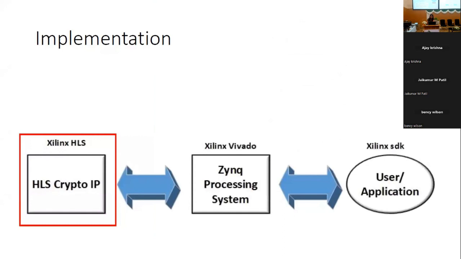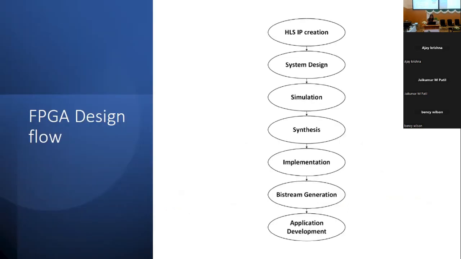SDK is necessary when you are going to develop an application which is going to use the accelerator. Application means, suppose you have your system, you want to encrypt something and send it through your email. Okay, so you will get a window, right? Application development is the SDK part.